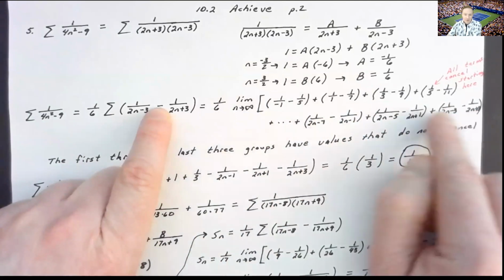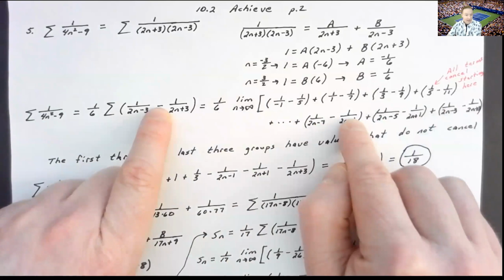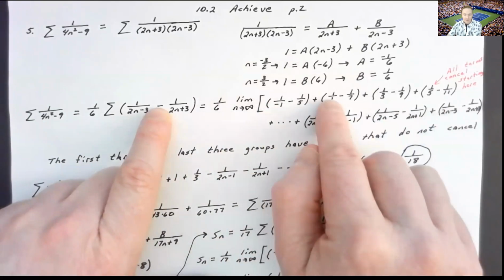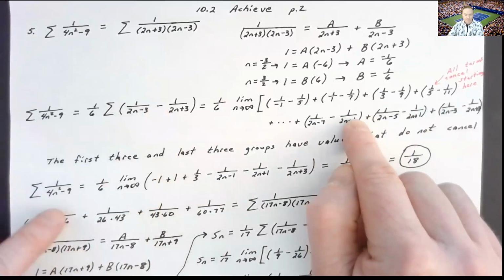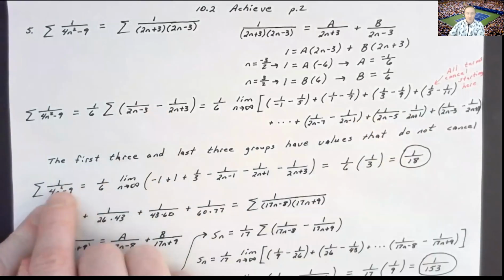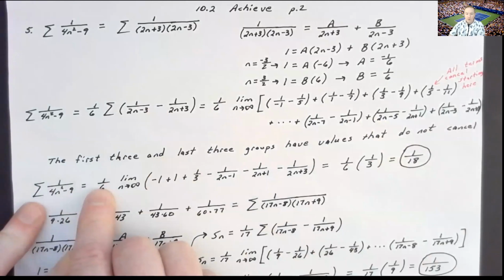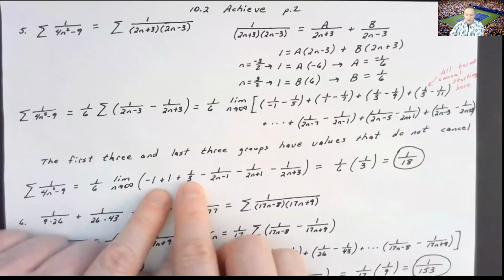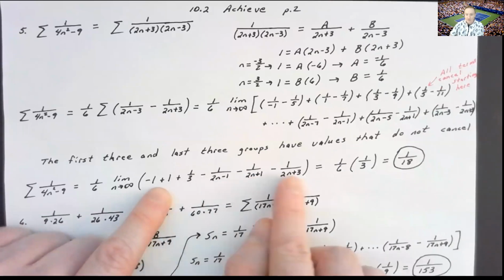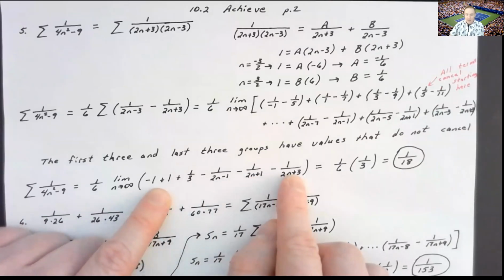So I can say, well, those terms won't cancel out either. Everything else will cancel out except for these parts of the first three and these parts of the last three. So then this summation is going to equal 1/6, the limit as n approaches infinity, of the first three terms that don't cancel, and then the last three terms that don't cancel. Am I at all concerned about them?